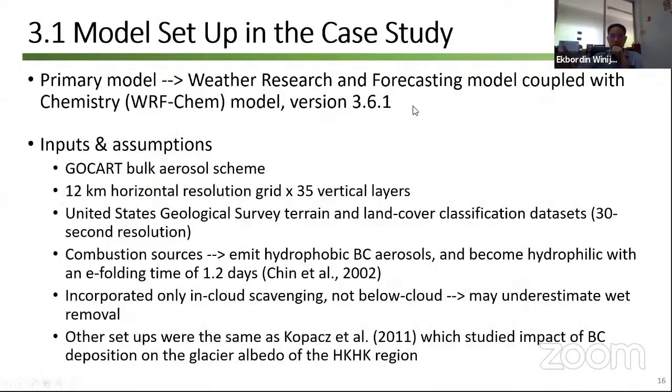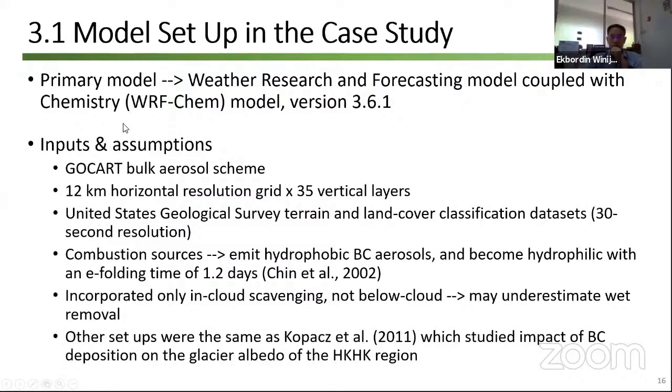Okay, back to the case study. The model setup, I will not go into detail about this. The primary model that we use is what we call WRF-Chem. It is the Weather Research and Forecasting model coupled with chemistry. So there are two parts in this model. The first part is WRF.